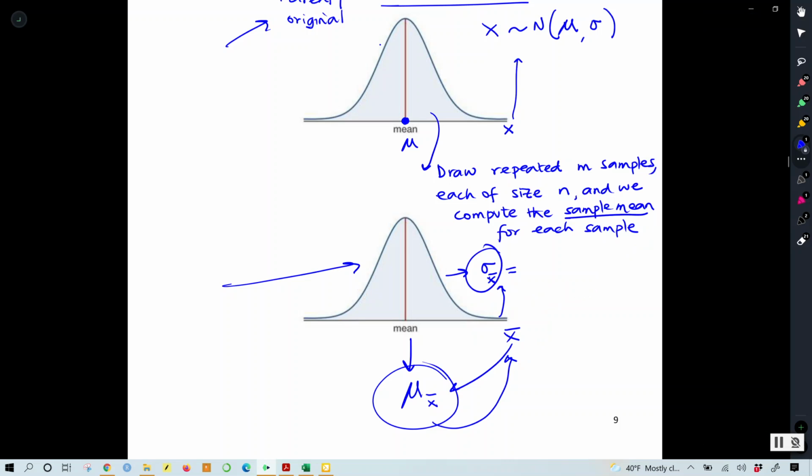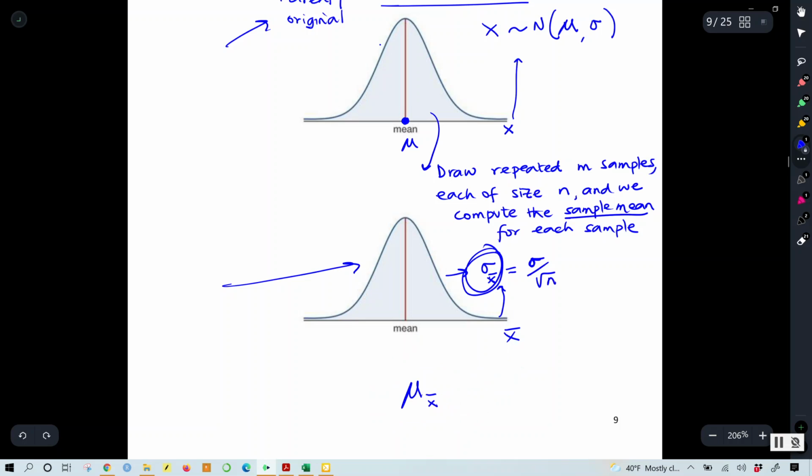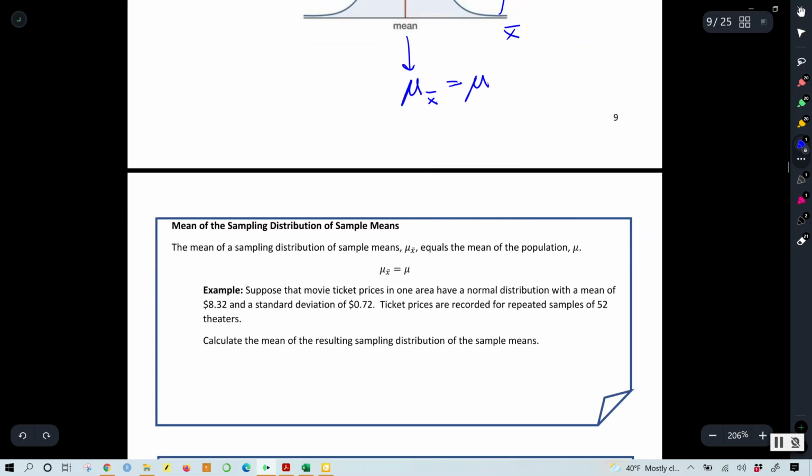So how do we find them? The formula is the sampling error is the population standard deviation divided by the square root of n, whereas the mean of the sampling distribution is exactly equal to the population mean. What do we mean by this? Let's take an example.